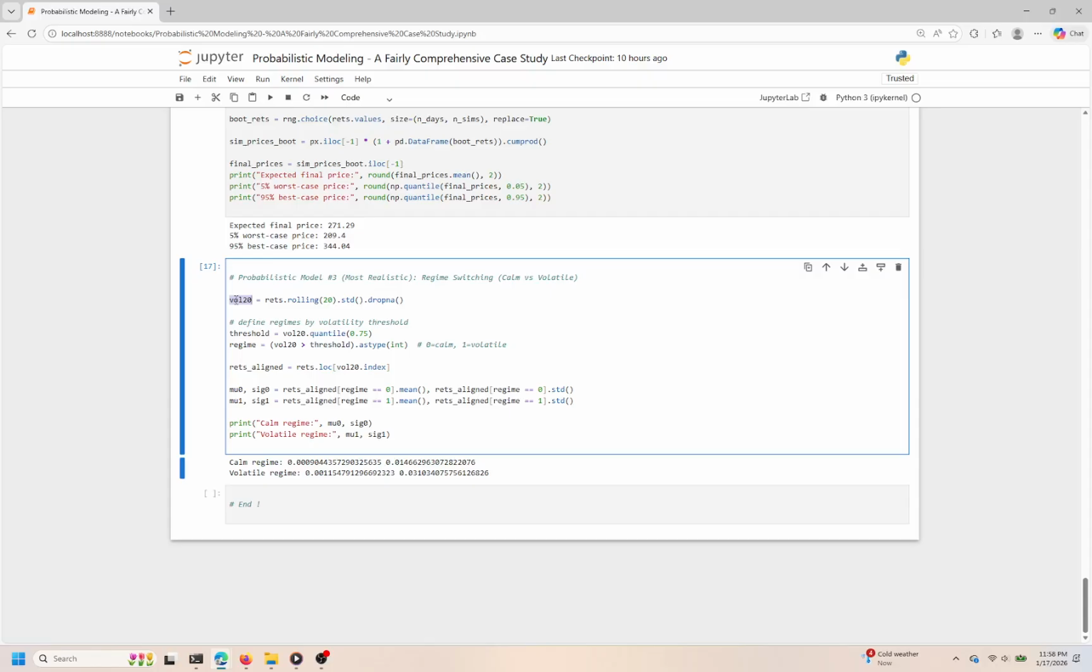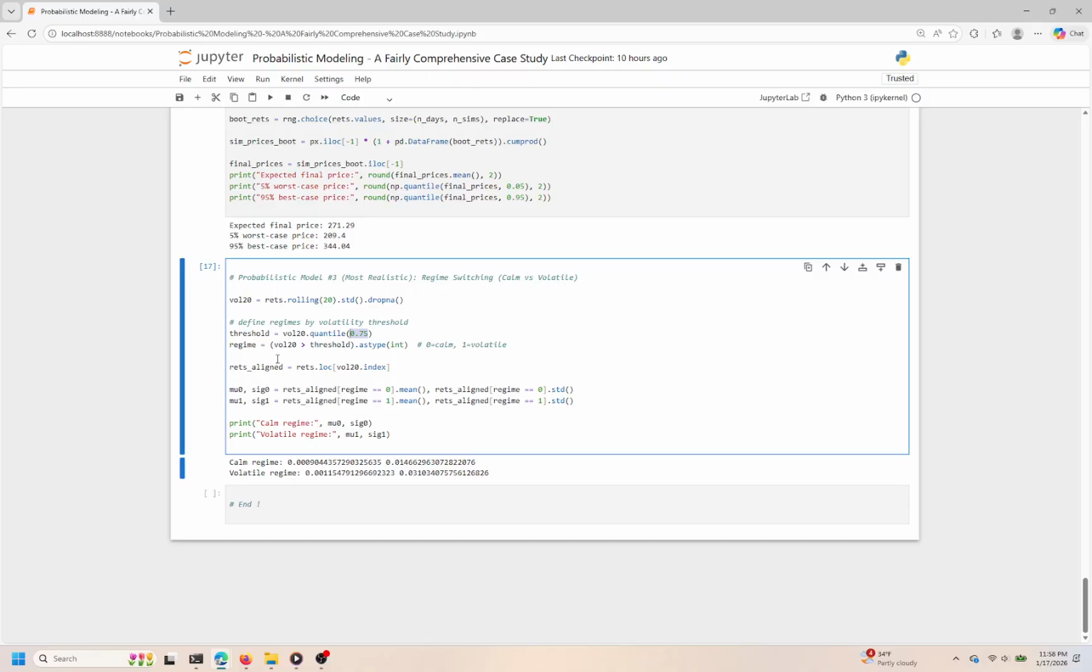The next significant step involves defining a threshold for volatility, set at the 75th percentile of our rolling standard deviation. This threshold allows us to categorize periods into two distinct regimes based on whether the current volatility exceeds this benchmark. Here we're assigning a value of 0 for calm periods and 1 for volatile ones, effectively creating a binary variable called regime. We also align our returns data, ensuring that it corresponds precisely with the indices of our calculated volatility. This alignment is crucial for maintaining the integrity of our analysis.